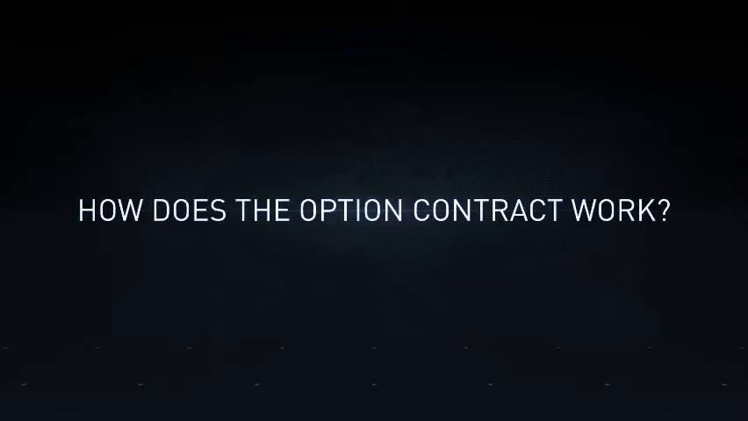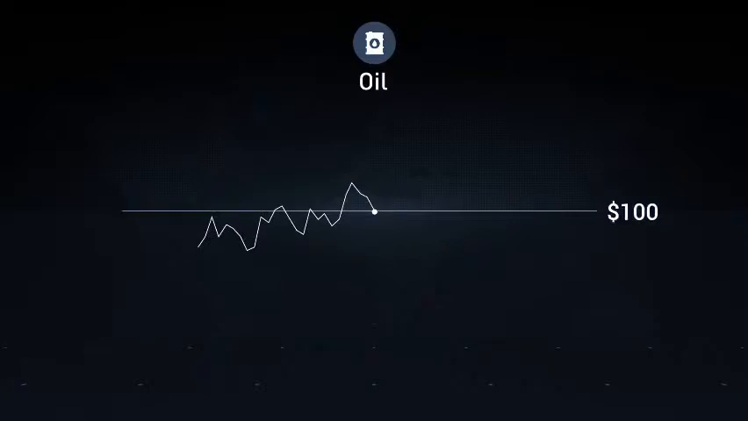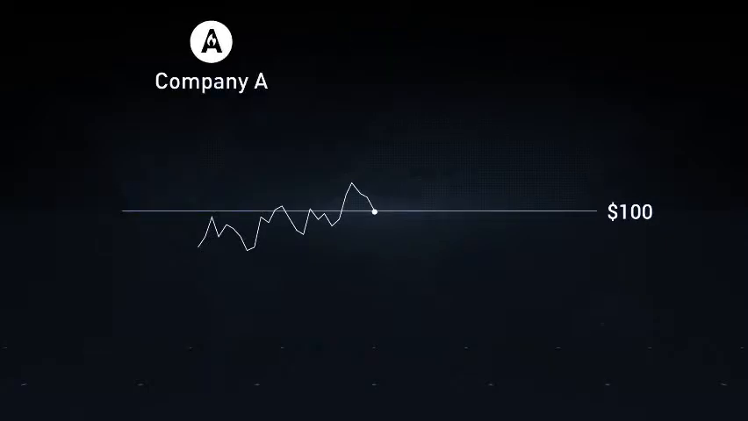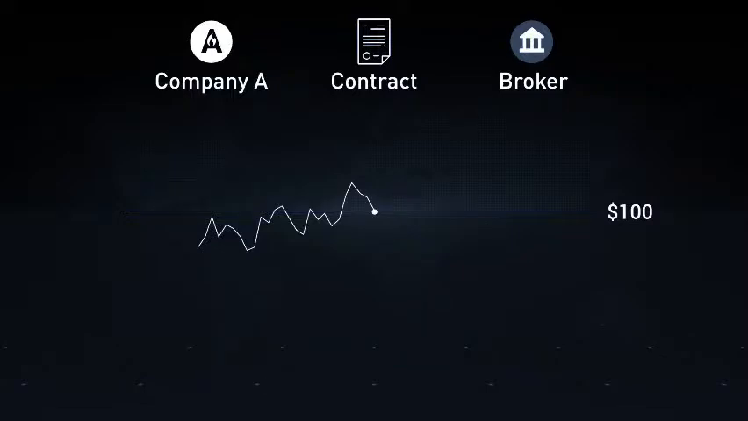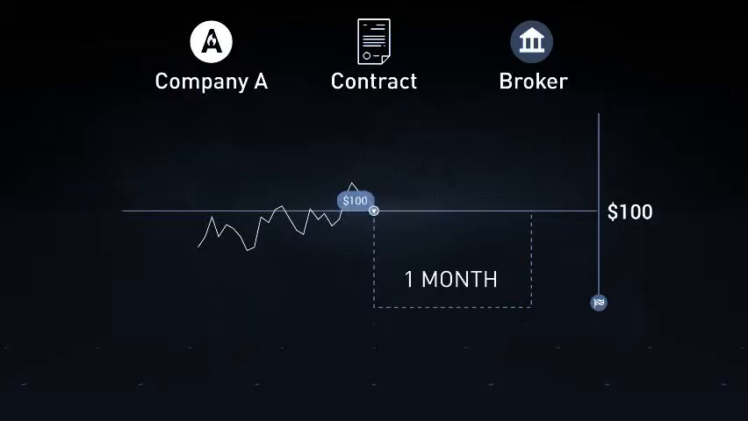So how does the option contract work? For example, oil now costs $100 per barrel. Company A goes to an exchange and concludes an options contract with a broker for purchasing oil at $100 next month. The company has to pay the cost of the option contract, also called the option premium, to the broker. For the sake of the example, let's say the option premium is $10. Now, let's study two scenarios.